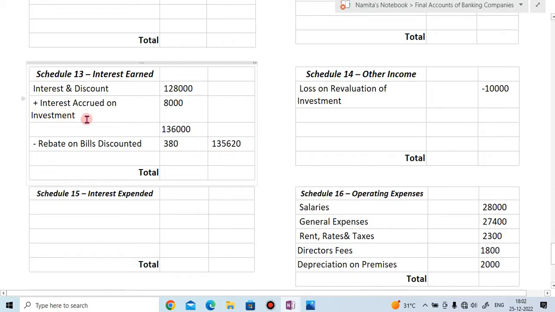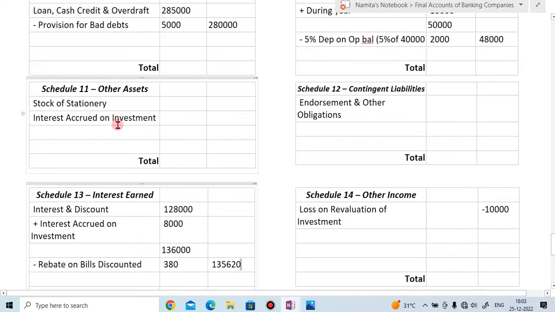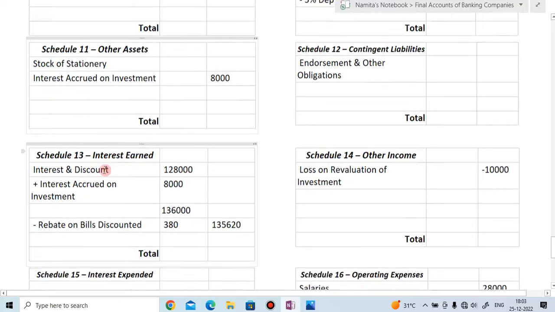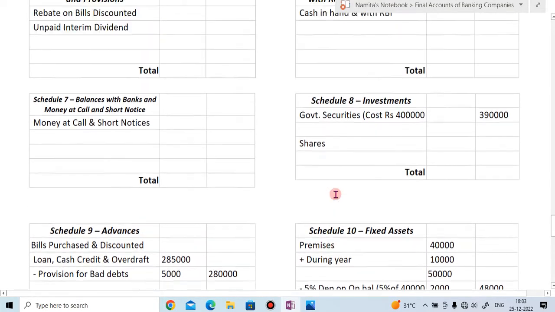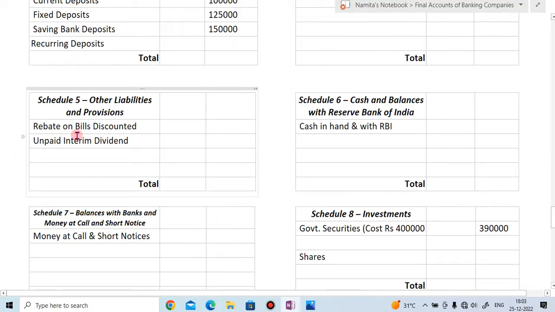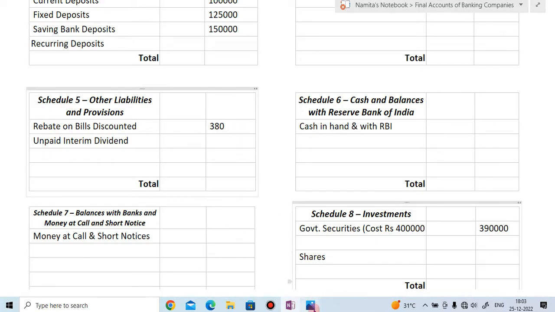Now the second effect of both the entries, okay, we have to give. So for interest accrued on investment, first effect of 8,000 we gave in schedule number 13, second effect we have to give in schedule number 11, that is other asset. See here, interest accrued on investment, second effect 8,000 done. Now first effect of rebate on bill discount 380 we have given in schedule number 13. Now second effect is to be given in schedule number 5, other liabilities and provision, rebate on bill discount 380, okay.